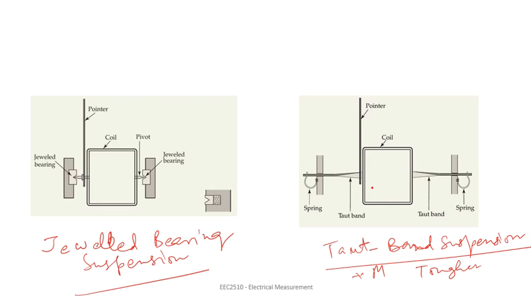In this taut band type of suspension, there is less friction as compared to the jeweled bearing type of arrangement. And as I just told you, these types of suspensions are much tougher, or much stronger, than the jeweled bearing type of arrangement. So it is possible that if a jeweled bearing instrument is dropped to the floor, the bearing will be broken, but a taut band instrument is unlikely to be affected by a similar kind of fall.